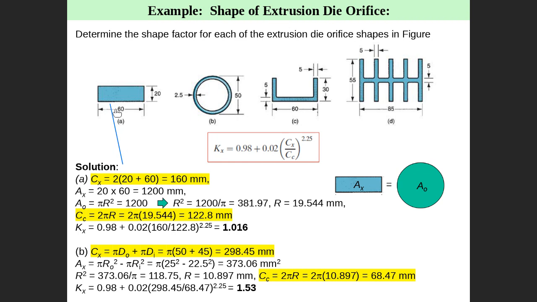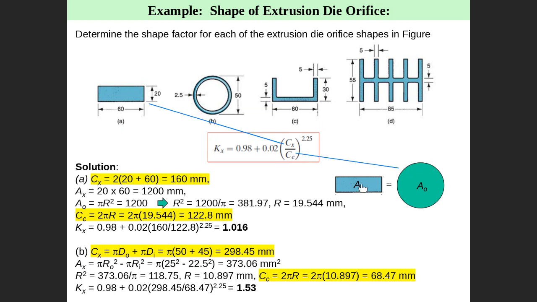Then Cx is finished. What is the Cc? Listen to me carefully. Cc is also a perimeter. Cx is a perimeter and Cc is a perimeter. Cx is directly the perimeter of the extruded part. Is that clear? Then Cc is the perimeter of what? The perimeter of a circle. Which circle? A circle that has the same area as the extruded part. So the area of this equals the area of the circle, and Cc is the perimeter of this circle.